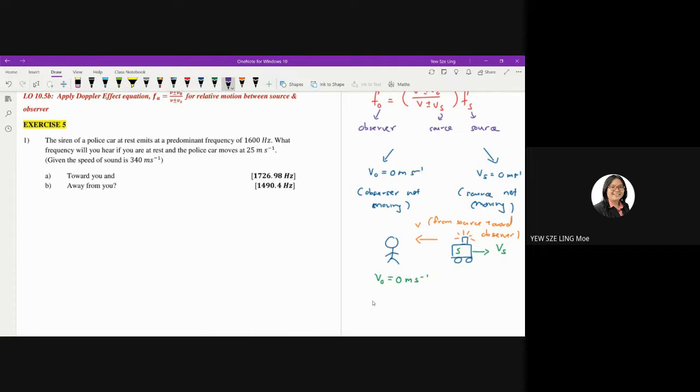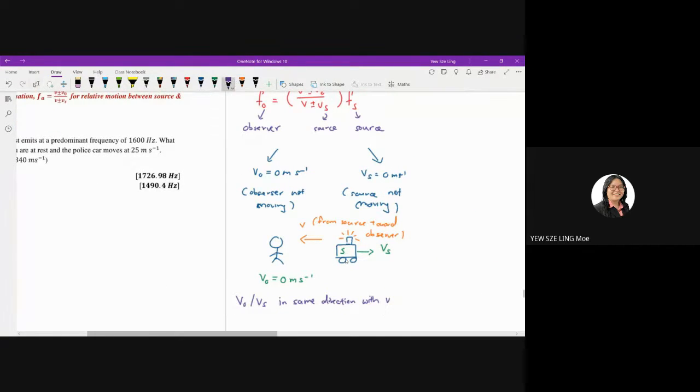Because if you look at the summary notes given in your books, it tells you when VO or VS is moving in the same direction with V, then we use negative sign in our equations. And if your VO or VS is in opposite direction with V, then we use positive sign in our calculation.